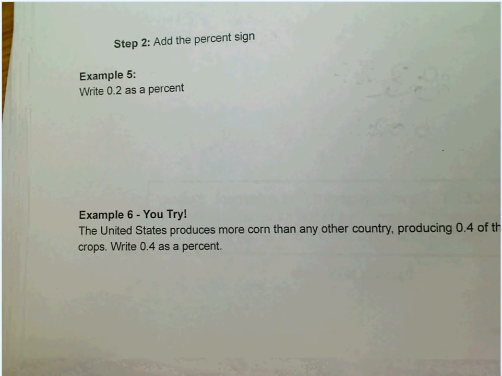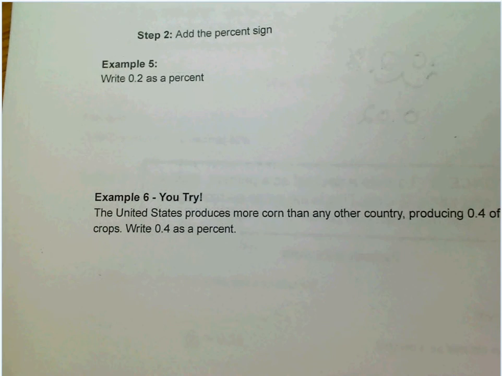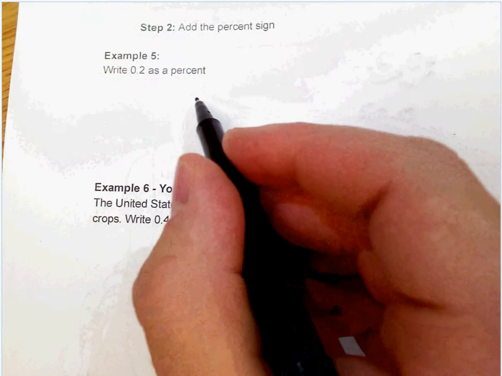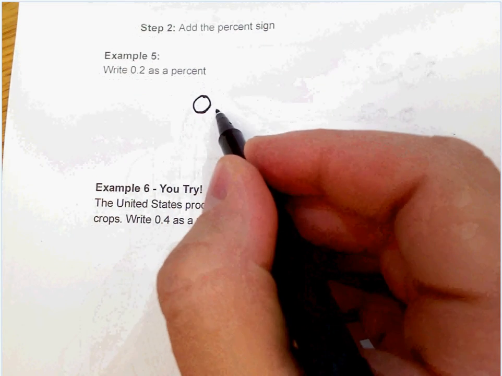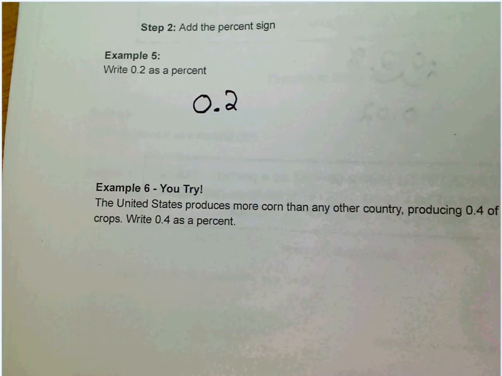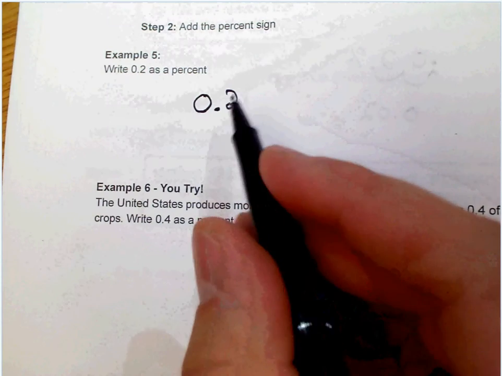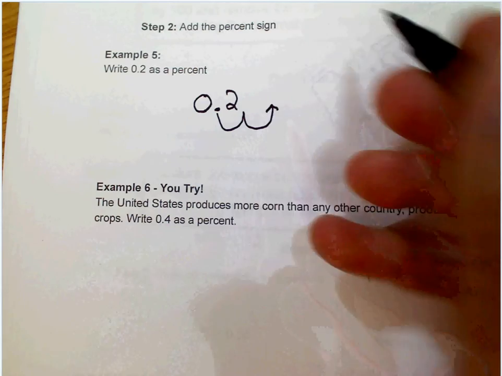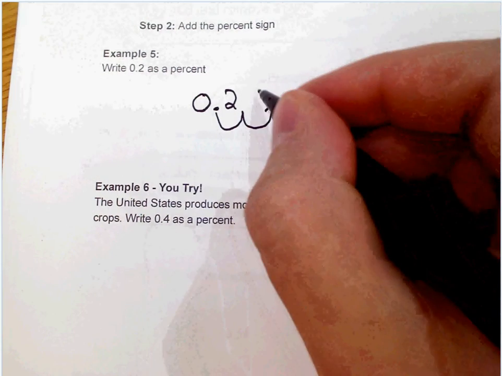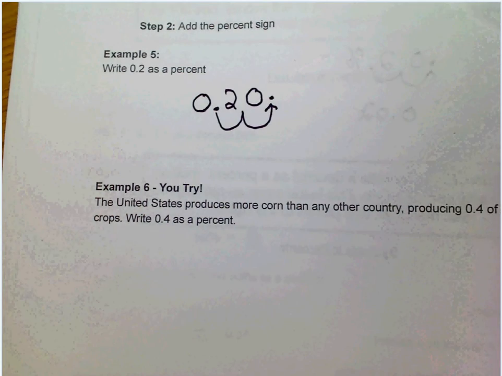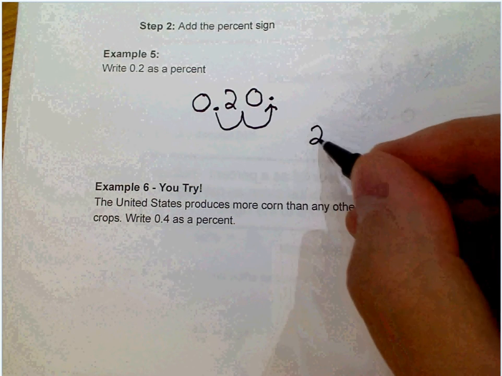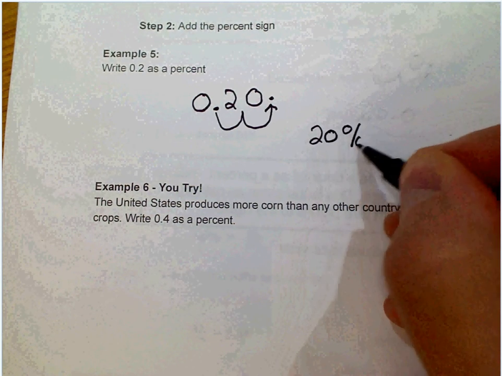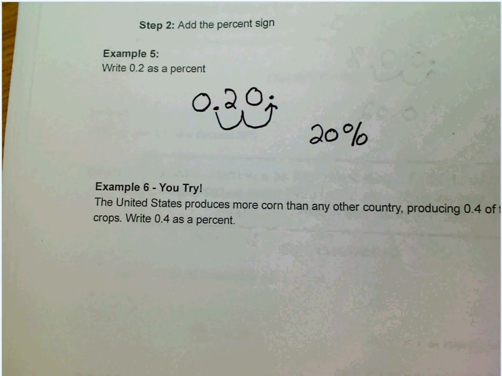Example 5 is to write 2/10 as a percent. This one is a little bit tricky because we're going to be annexing a 0 on the right side, because you always have to move it 2 places no matter what. That's where my decimal goes. I have to fill in here with my 0 and then rewrite with my percent sign. Try example 6 on your own, please. Go.